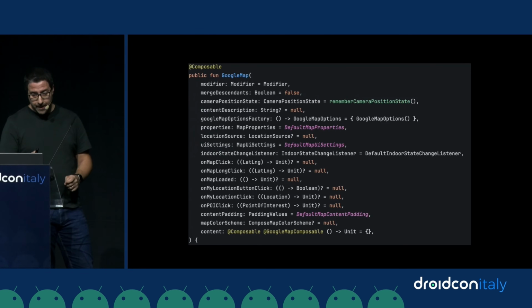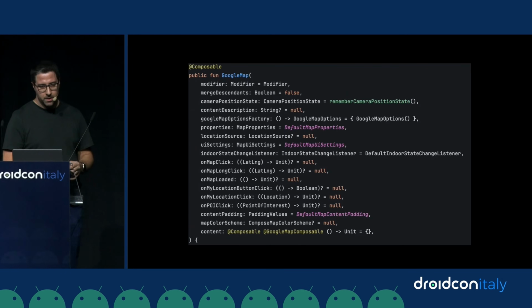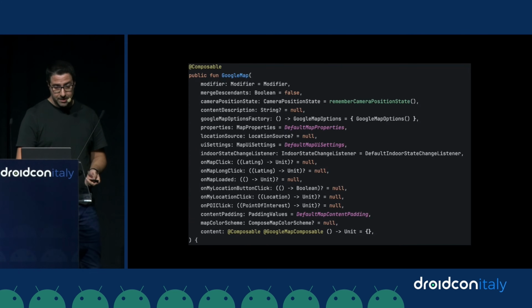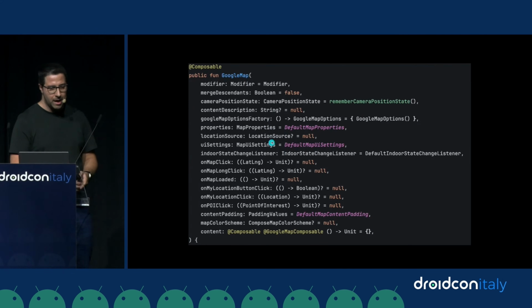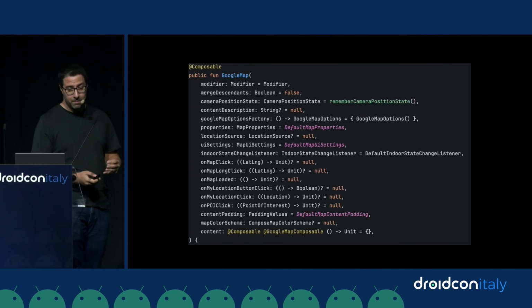But before that, let's take a look at the Google Map composable. It takes pretty much the entire configuration of the Google Map. It has a lot of parameters, but the 3 most important parameters are probably camera position state, which allows you to move the camera around, properties, which allow you to set up the properties of the map, and UI settings, which allow you to enable and disable some stuff on the map.